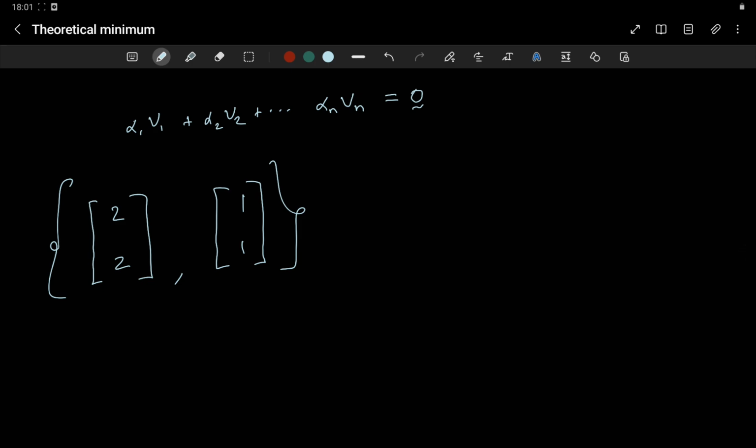It's linearly dependent. It's linearly dependent because, say, if this is v1 and this is v2, then 1 into v1 plus minus 2 into v2 is equal to the 0 vector. So for that reason it's linearly dependent.